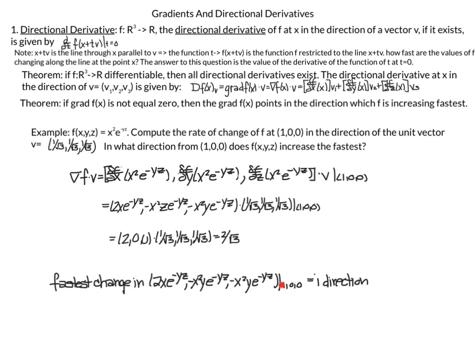So when I plug in (1, 0, 0), I plug in 1 here and I get 2 times 1, and then my 0 here just gives me 1. So I have 2 so far. Here, because y is 0, this becomes 0. Because z is 0, this becomes 0. So I have 2 in the x direction, or in the i direction. The 2 is just the magnitude. So the direction of fastest change is the i direction, or the (1, 0, 0) direction.